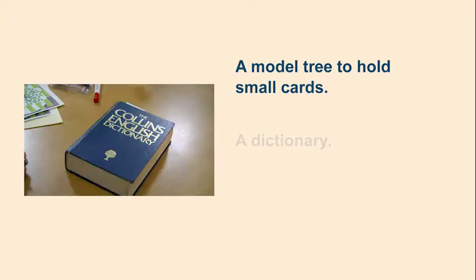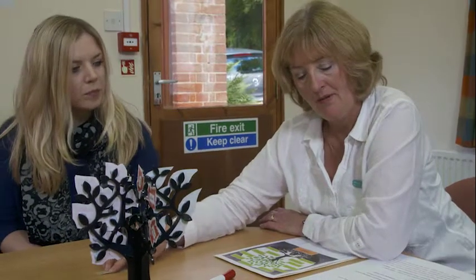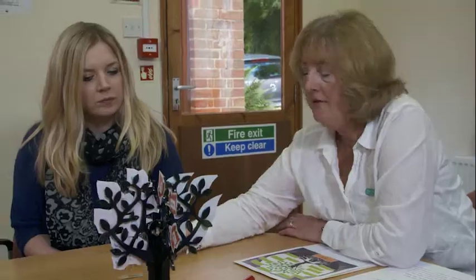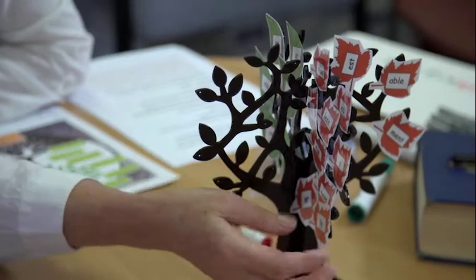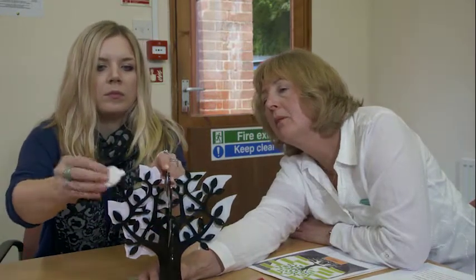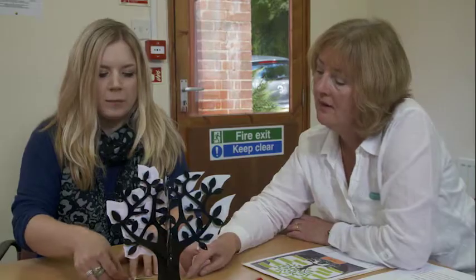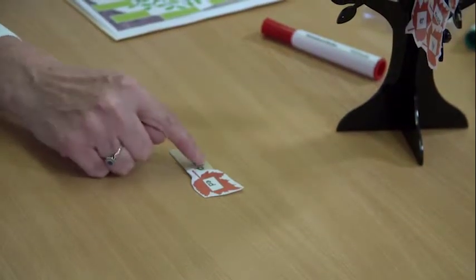words, a dictionary, some word-building domino-style cards. So we've got the word help, and if you add, for example, choose one of these and add them. A good starting point is to get the learner to select a root and then see how many words they can build from it. It's helped, yeah, so it's changed it to the past tense.